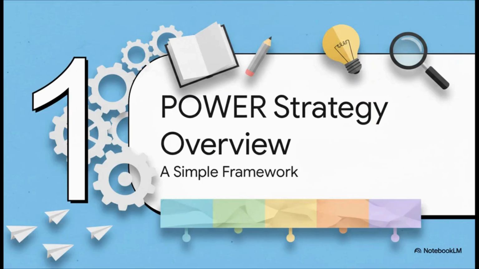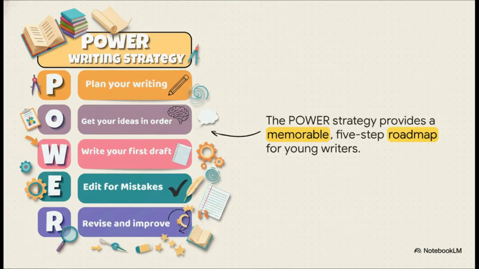The solution is this brilliant, easy-to-remember framework called the Power Strategy. It's a simple 5-step process that breaks the whole writing journey down into these manageable, easy-to-follow stages. It's a real game changer. And here it is in all its glory. POWER. Plan, organize, write, edit, and revise. See how simple that is?